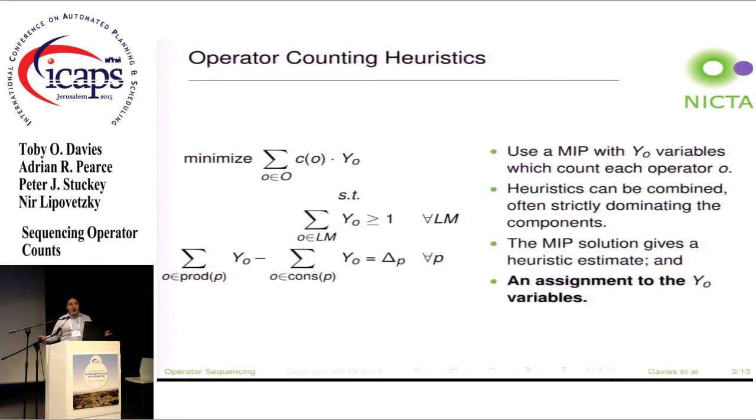So when we solve one of these, yes, we get a heuristic estimate, but we also get an assignment to these YO variables. And normally when you're doing operations research, which is the main field that makes use of LPs and MIPs, the last thing you actually care about is the objective function. What you really care about is that assignment. And this work is really about trying to work out how we exploit that information and the things that we can do with it.